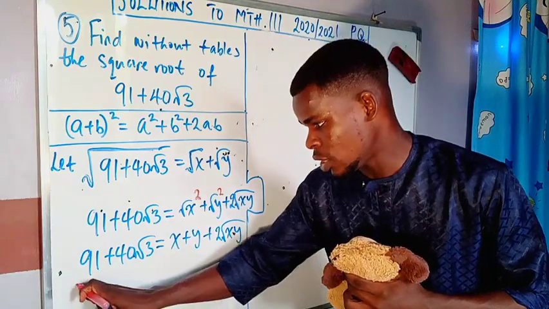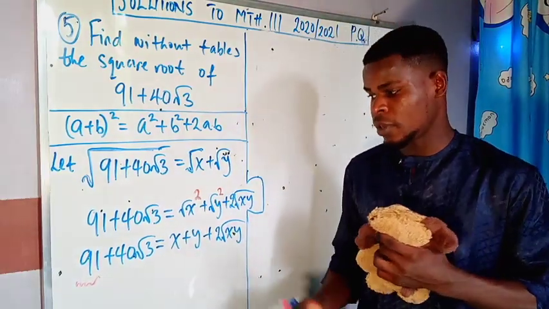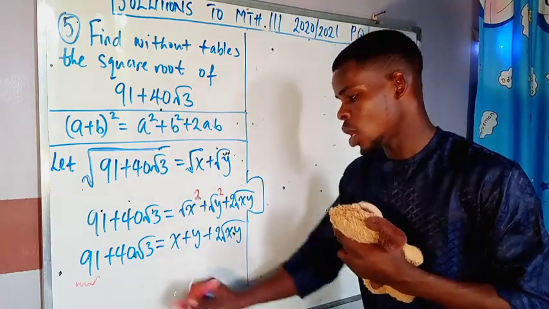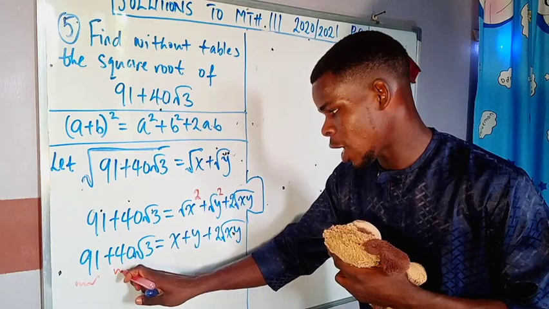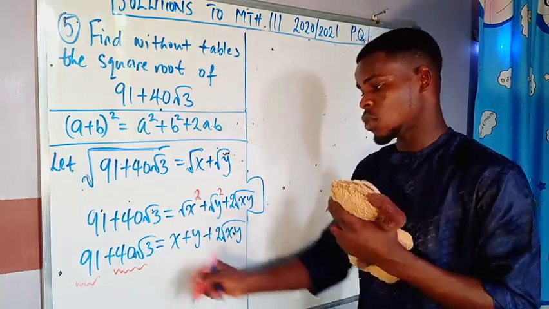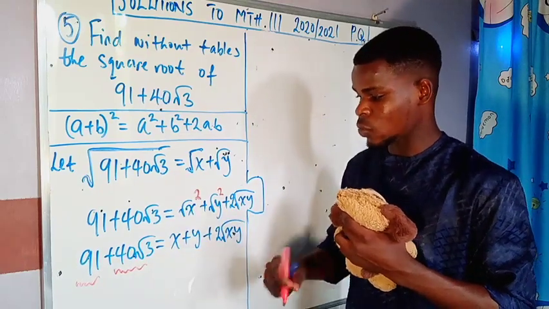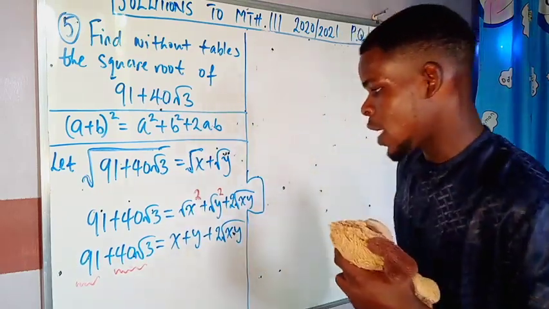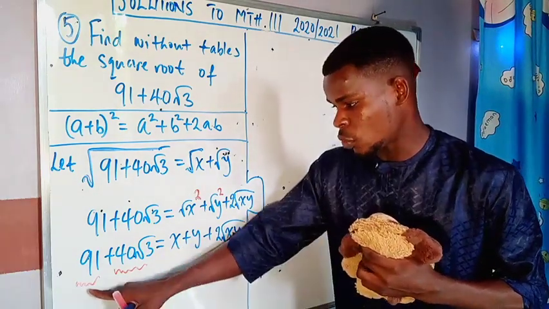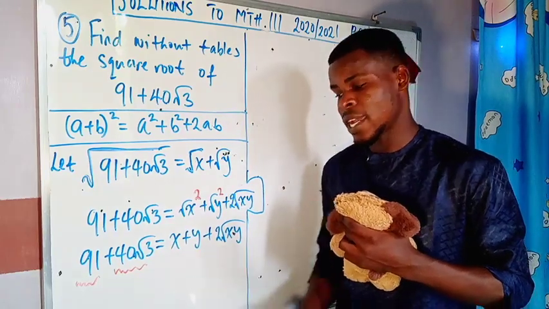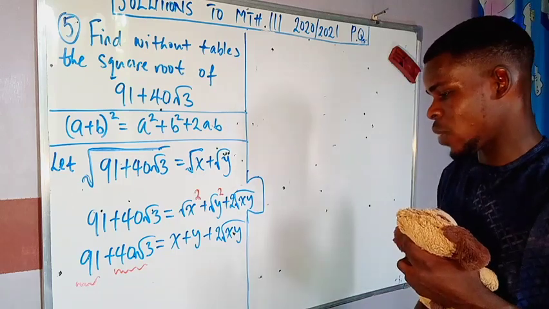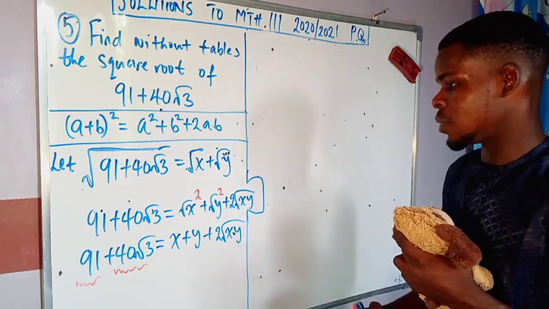This right here is just a normal real number. We can call that a rational number if you like. You can call it a whole number because it is any of those two. But here we are having an irrational number because of this square root of 3. 3 is not a perfect square. So taking the square root of a non-perfect square produces an irrational number. And there is no way a rational number will become an irrational number. In other words, we will equate 91 to x plus y, and then equate 40 root 3 to 2 times the square root of xy, because the two things have the same form.